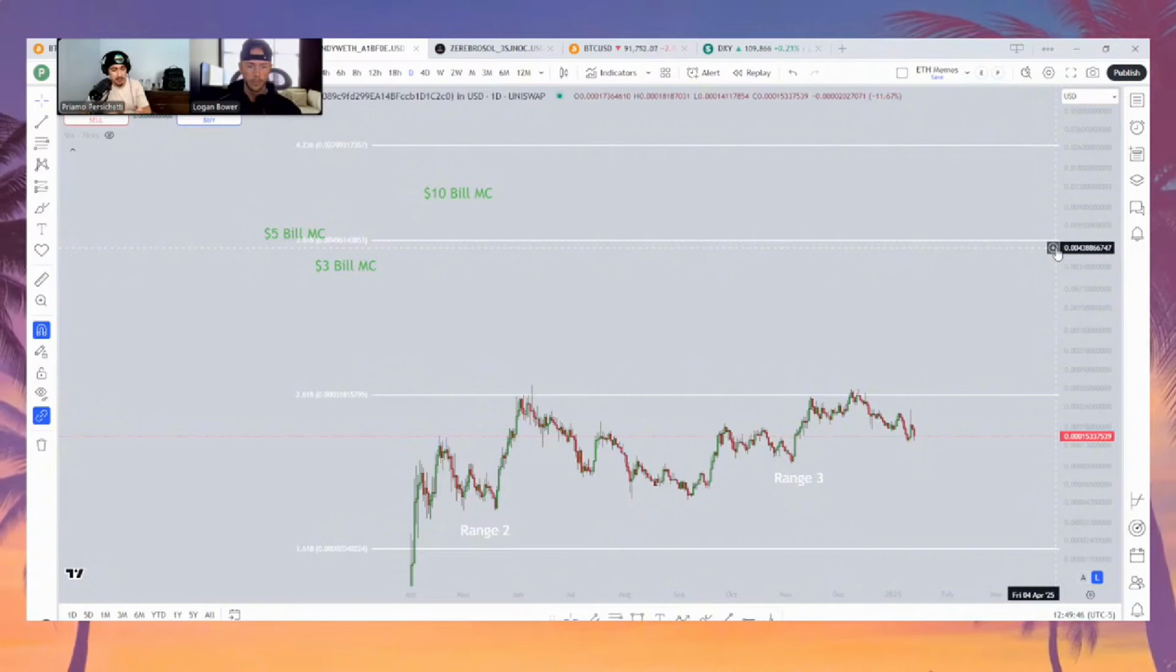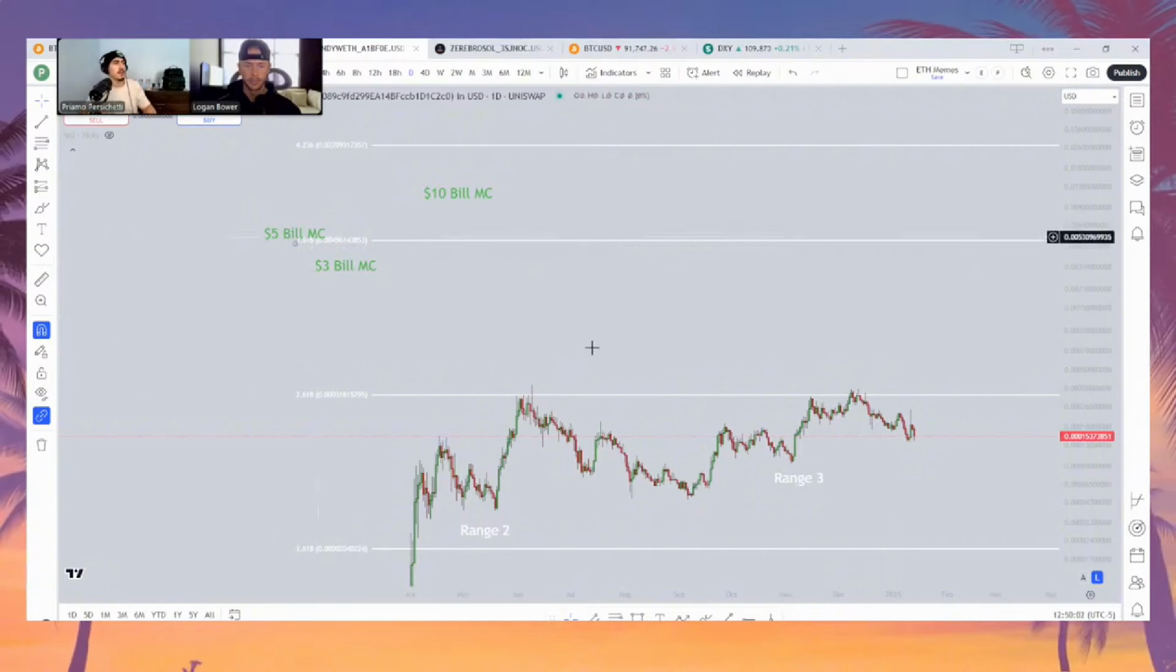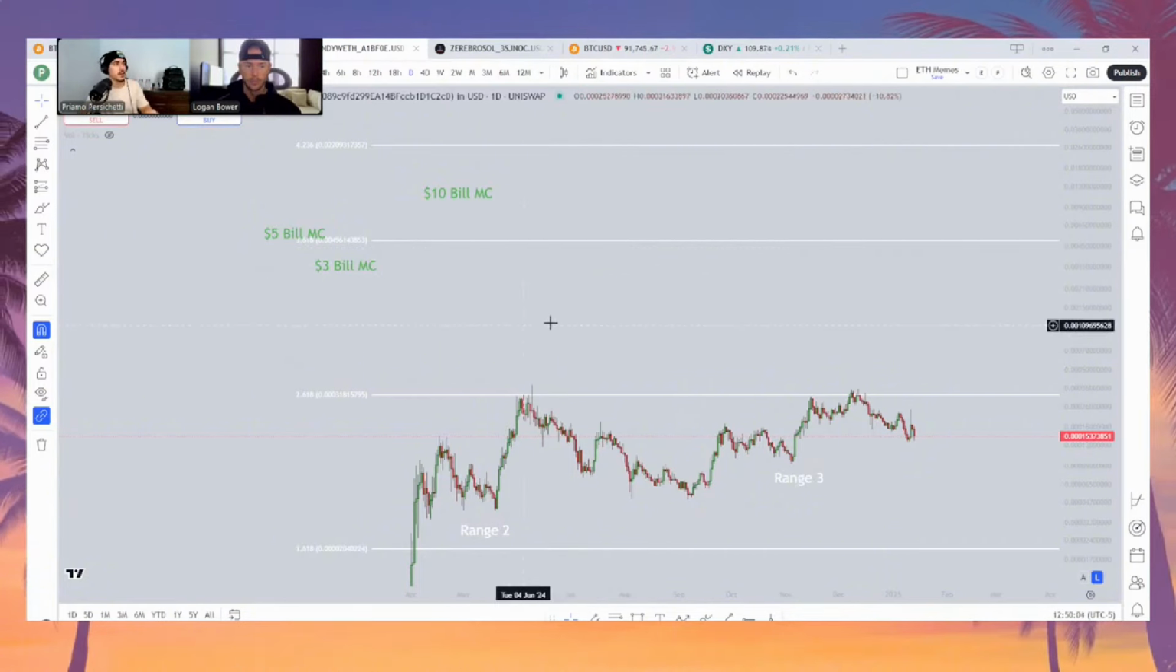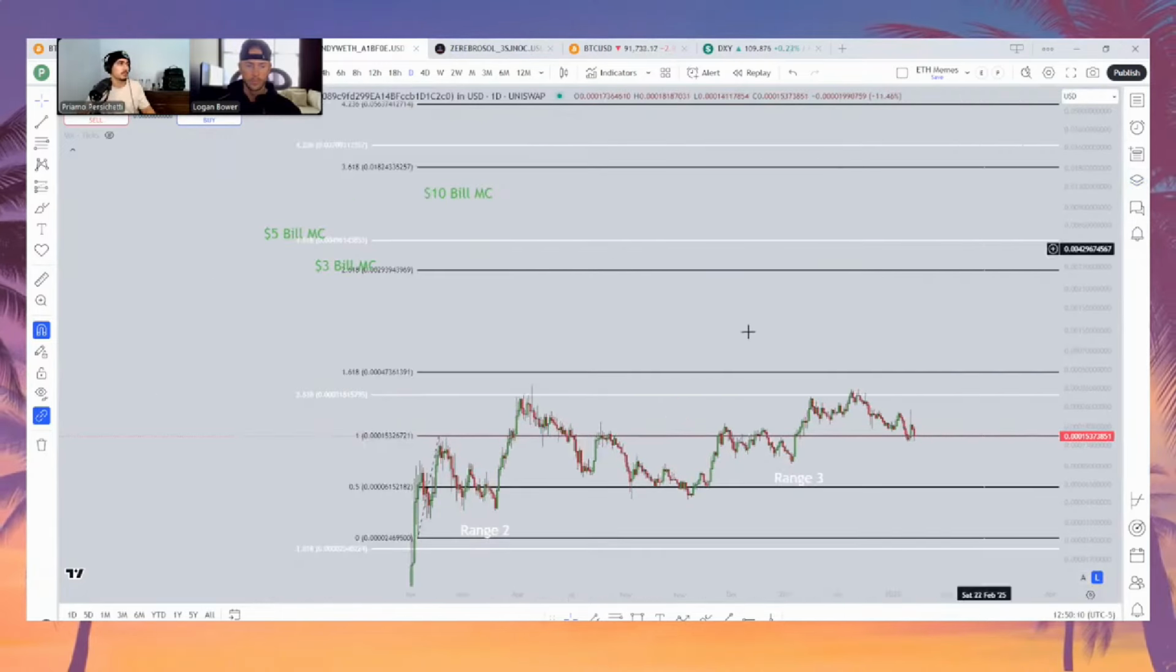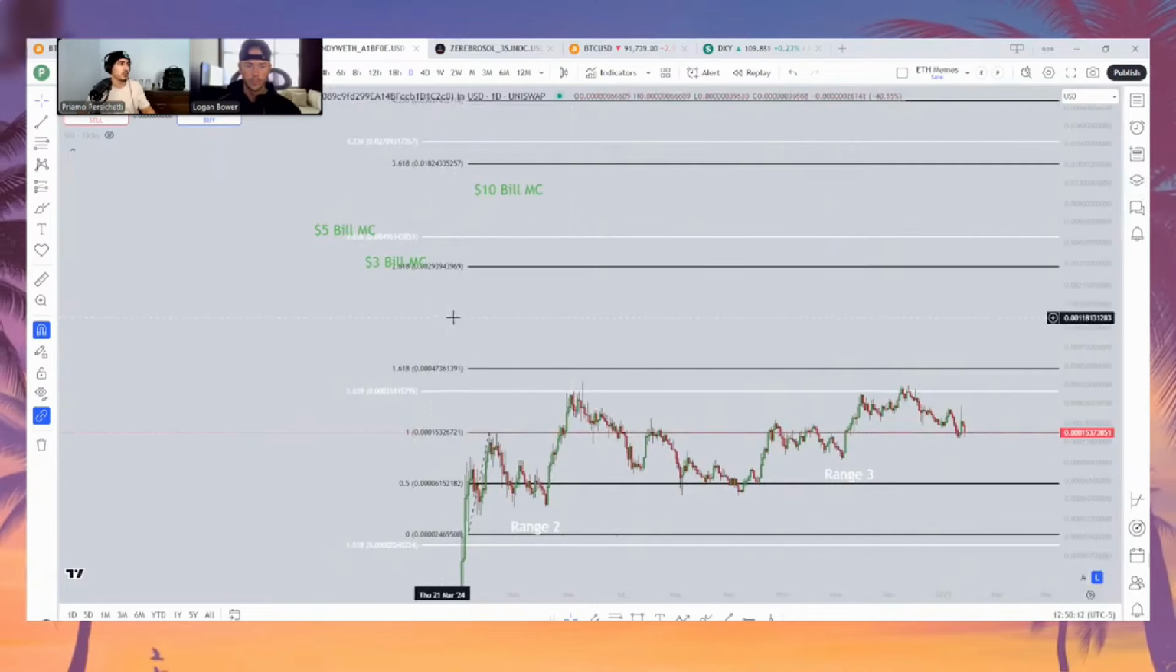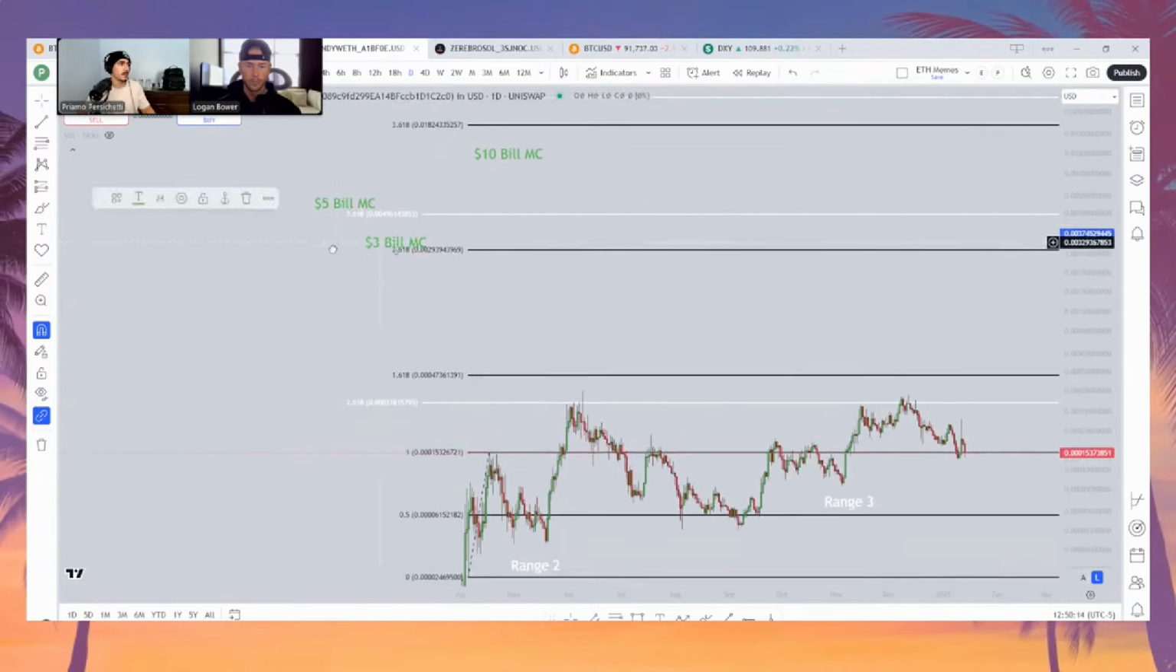How many X's? Because we're talking X's. We're not talking about percentage gains. We're talking X's. To a $5 billion market cap from where Andy's price is right now, that's a 25x. So if you invest $1,000 and hit the $5 billion market cap, you have $25,000. That's on the original range. If you put on the 3 billion from range 2, which would be the 2.618, okay.